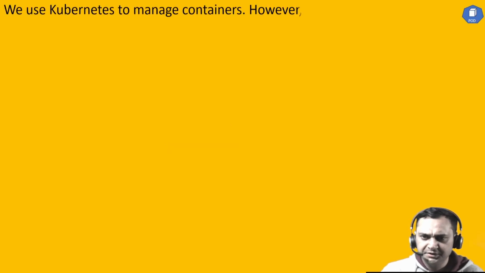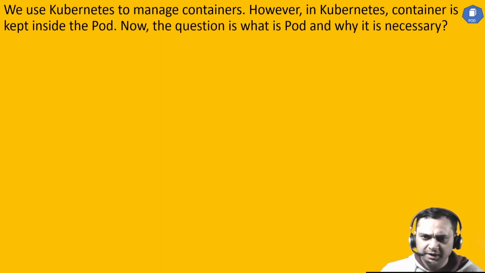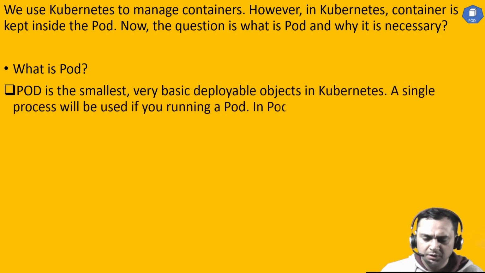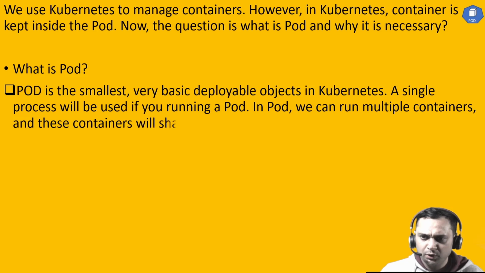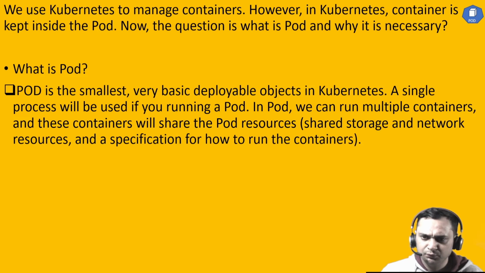We use Kubernetes to manage containers. However, in Kubernetes, containers are kept inside the pod. Now the question is what is a pod and why is it necessary. A pod is the smallest, very basic deployable object in Kubernetes. A single process will be used if you are running a pod. In a pod, we can run multiple containers, and these containers will share the pod resources, shared storage, network resources, and the specification for how to run the containers. In simple words, we can say that a pod is a logical boundary of containers.